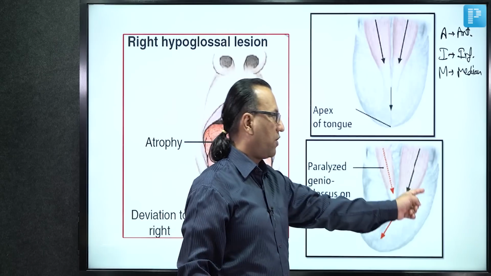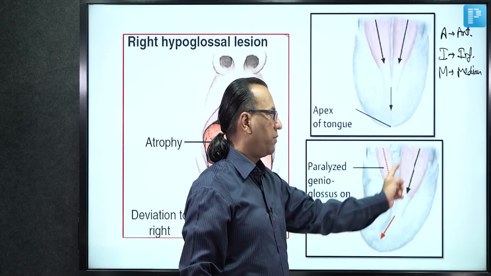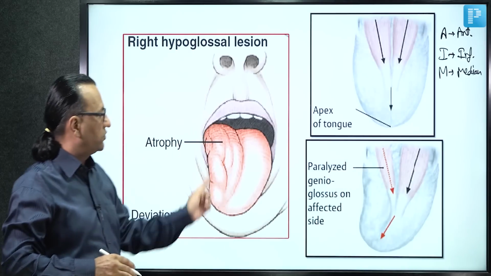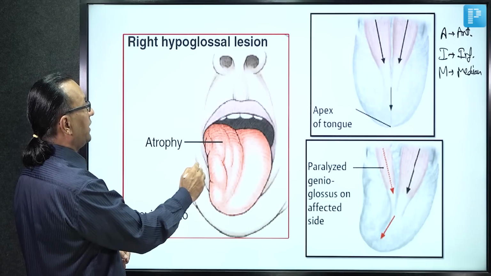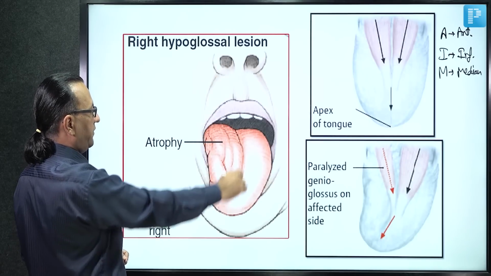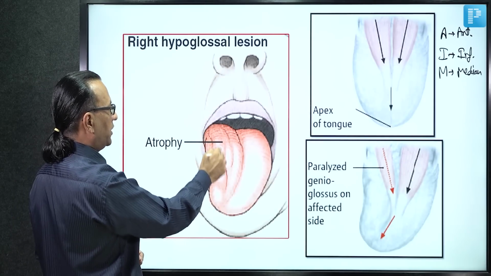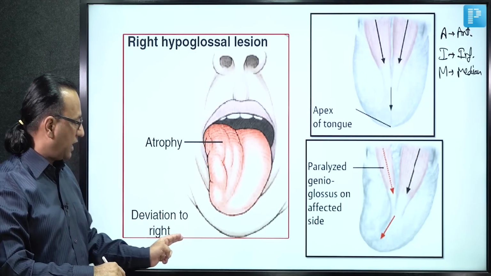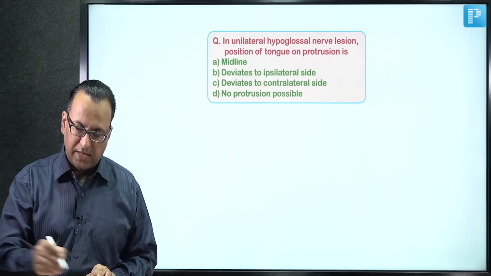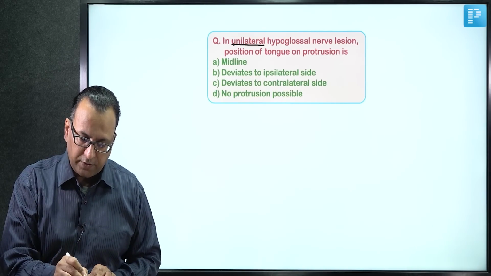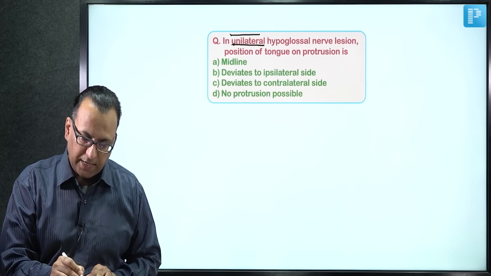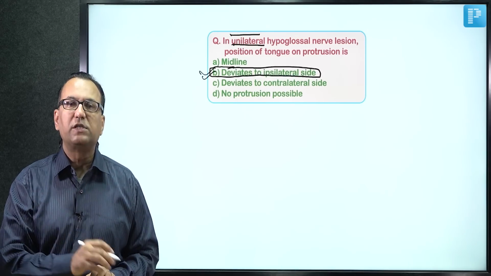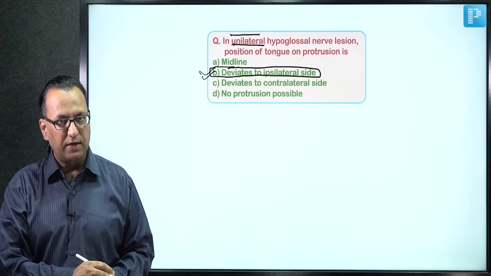So with the opposed action of the normal genioglossus on the normal side with the normal hypoglossal nerve, the tongue deviates to the side of the lesion. As you see, this patient has right-sided hypoglossal nerve injury. The tongue is deviating to the right side. There will be tongue muscle atrophy, and fasciculations can be there in the beginning, and that will take us to our answer, which is asking about unilateral hypoglossal nerve injury. The tongue will be deviating to the same side. Choice number B should be our answer here. Right hypoglossal nerve lesion, tongue deviates to the right side.